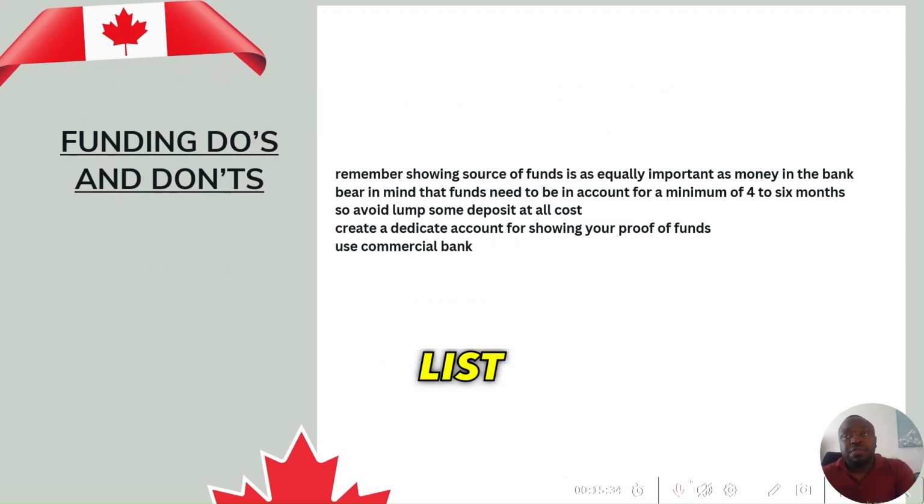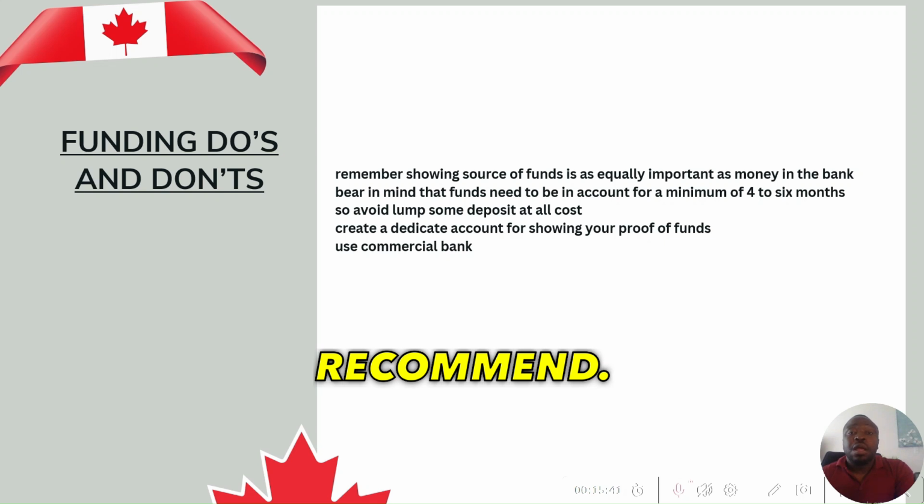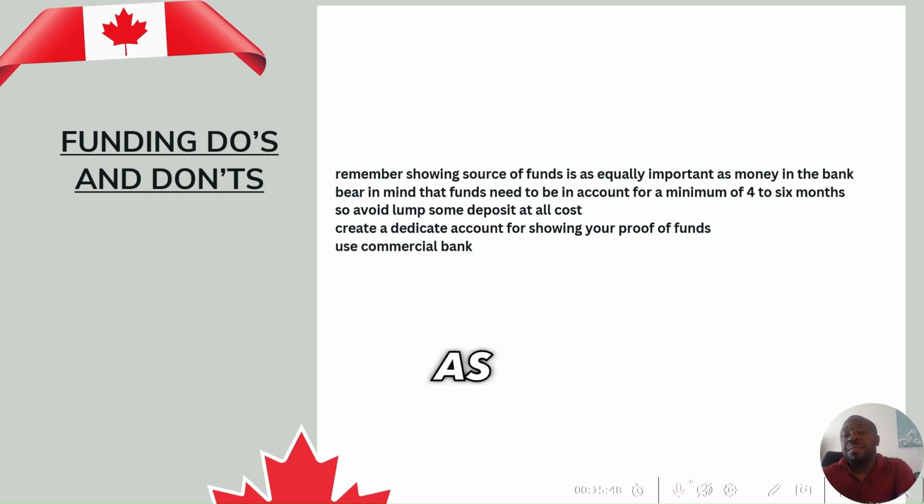These are the list of things you should do and consider, and the ones I would not recommend. Remember, you need to show the source of your funding, because this is equally as important as money in the bank. Bear in mind that the funds has to be in the account minimum 4 to 6 months to avoid any form of suspicion. Then avoid lump sum at all costs.